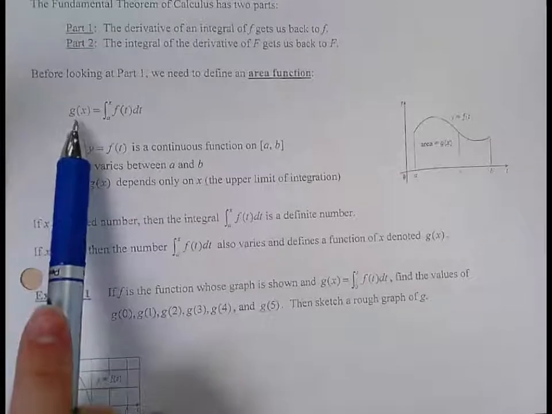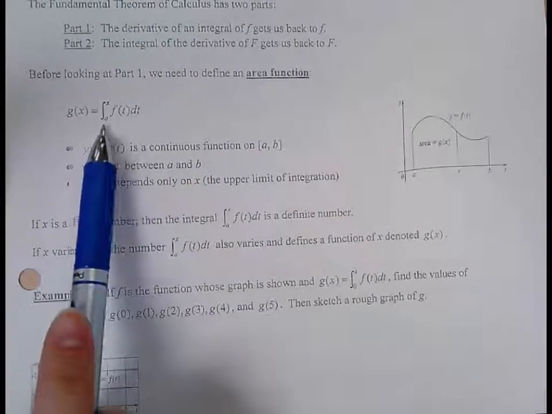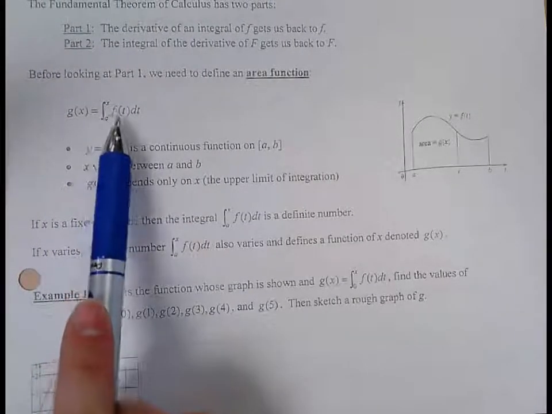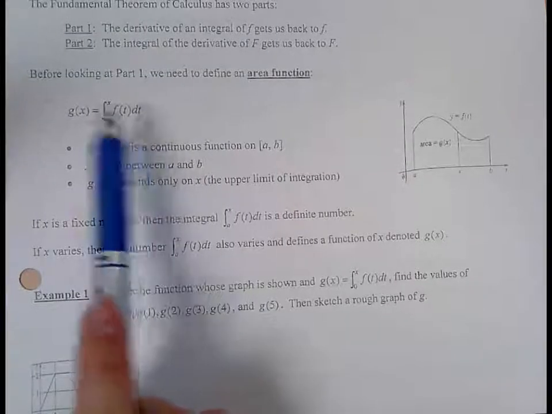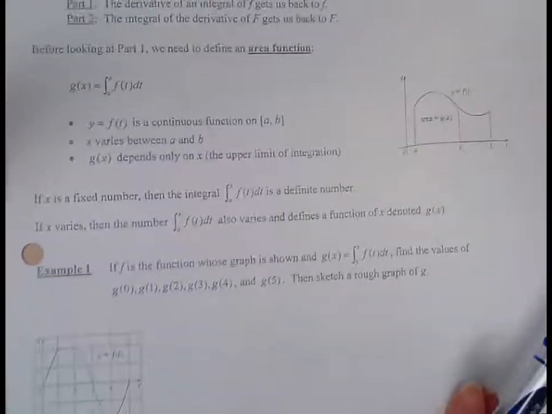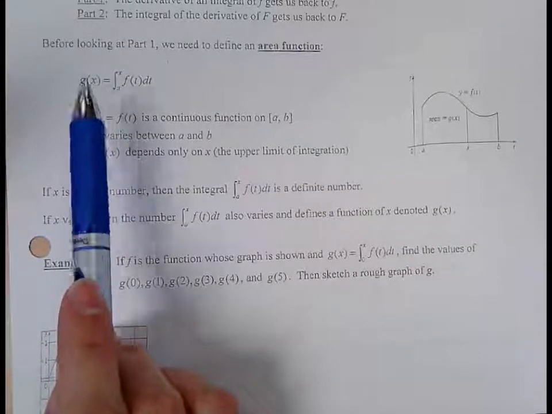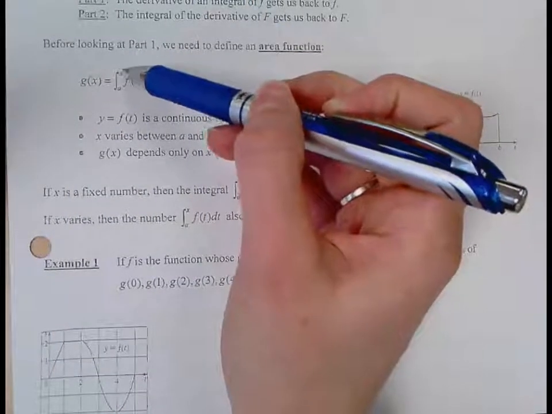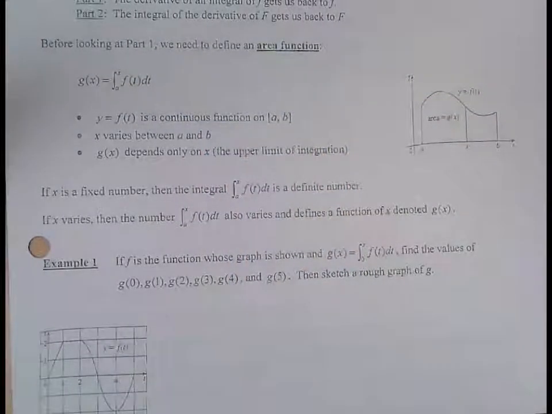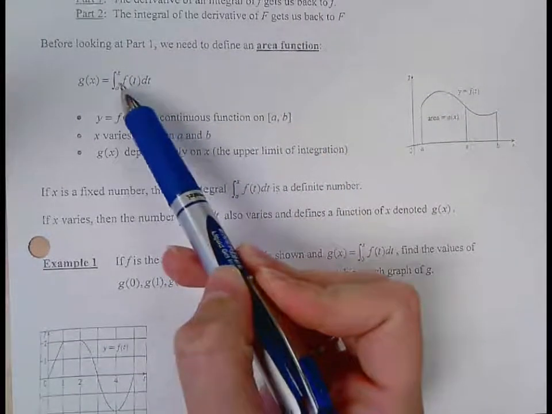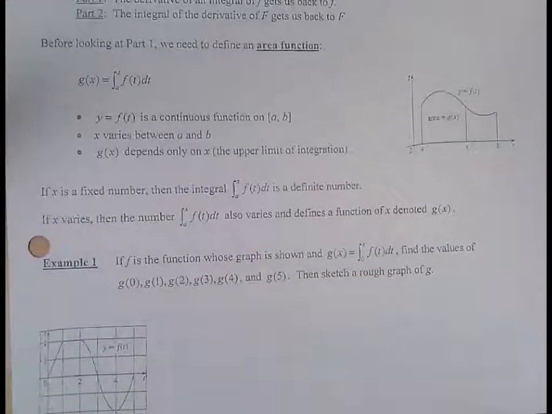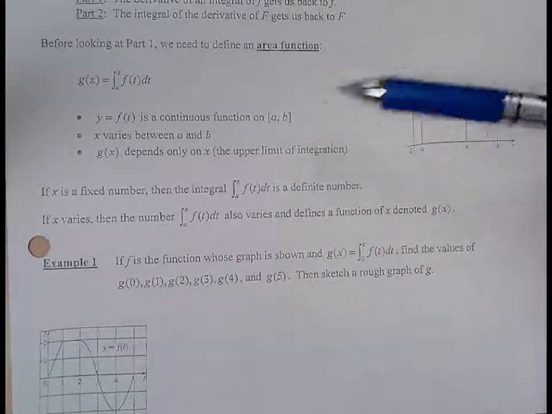So if you see a function of this form, g of x is the integral from a to x of f of t dt, I know there are multiple variables going on. What I want you to realize though is that g is dependent on x, and x is the upper limit of that integral. The function that's in the integral is with respect to a different variable, but the actual function g is dependent on x. And then there's a graph to go along with this over here so you understand what this is.